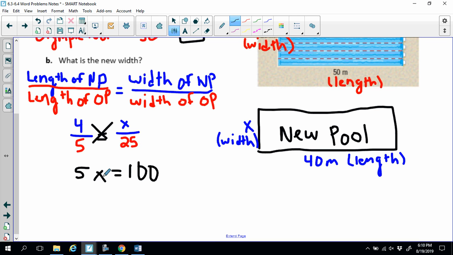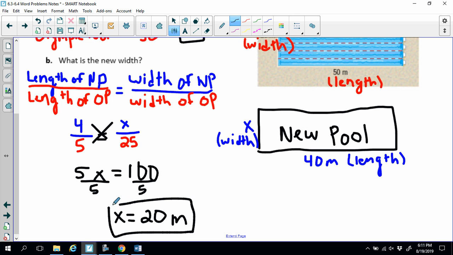Now to solve for X, we divide both sides by 5. And when we do that, and you can plug this into your calculator if you need to, we get 20. And in this case, we need to make sure we have our labels, so it'll be 20 meters. And that's our answer for example 1B.